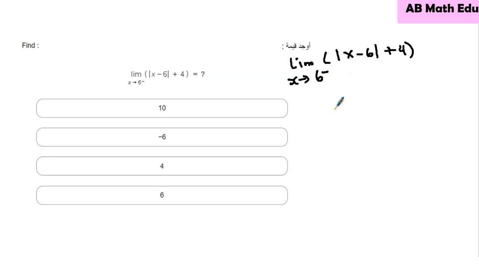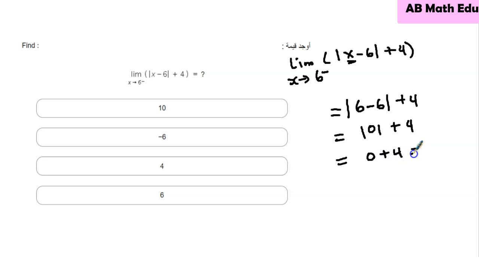So wherever you see x, we just plug 6. Absolute of here is just going to be 6 minus 6, absolute, plus 4. This will give us 0. And absolute of 0 is 0 plus that. And that will give us 4.